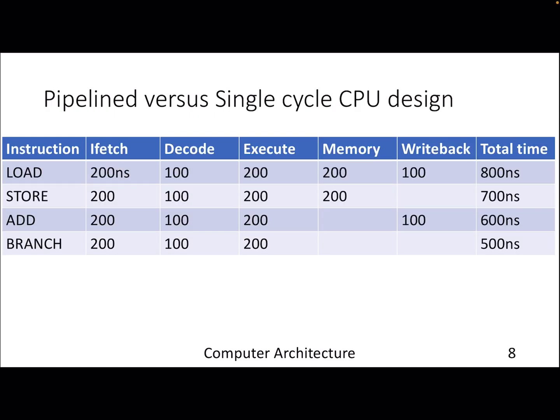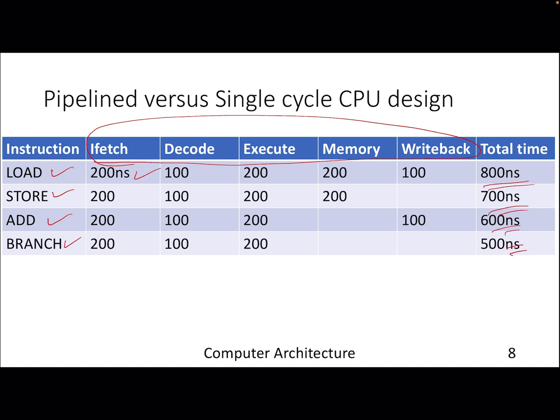So let's take an example to understand what speedup we can get from a pipeline design compared to a single cycle CPU design. This is an example from the textbook itself. We are dealing with 4 instructions and 5 stages: fetch, decode, execute, memory, and write back. And each of the stages has a different latency, mentioned in nanoseconds. So you can just add it up for each instruction, and you will find a different amount of time.